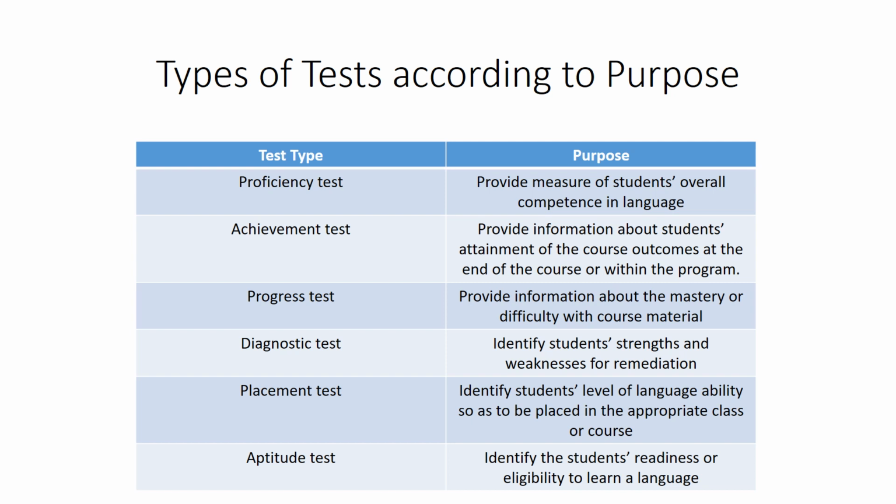If we go to the second type of test, which is what? The achievement test, or it is called the attainment test. Attainment also means what? Achievement, accomplishment. So what is the purpose of this test? The purpose is what? To provide information about students' attainment or achievement of the course outcomes at the end of the course or within the program. So from this we can understand that here the achievement test should be based on what? Should be based on a course that the students have already studied, okay, before taking what? Before taking the achievement test. Is it clear?